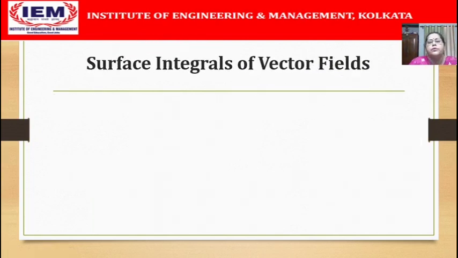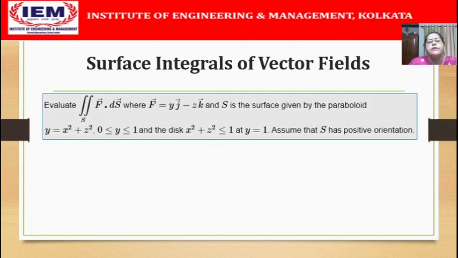Let us now look into a problem on how to evaluate surface integrals. So the question here is: evaluate f dot dS over the surface S, where f is y j minus z k and S is the surface given by the paraboloid y equal to x square plus z square, y lies between 0 and 1, and the disk x square plus z square less than or equal to 1 at y equal to 1.